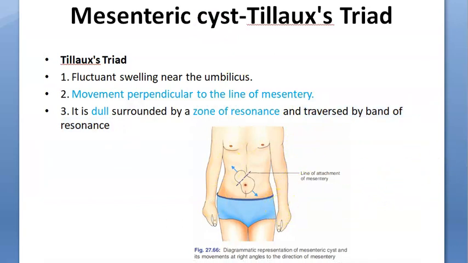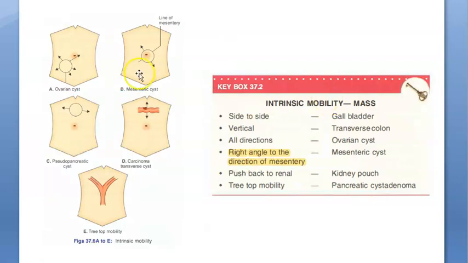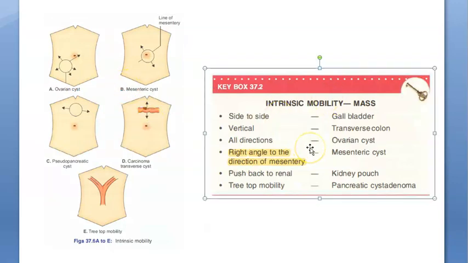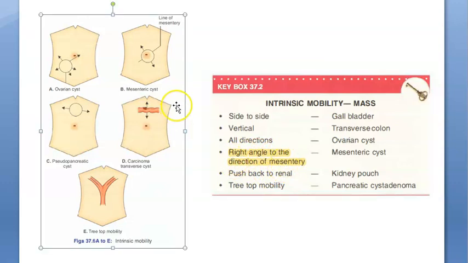Okay. So all that is about percussion, isn't it? Resonant, dull, etc. See, the mobility of many masses you should know. So how will you know it is mesenteric cyst? Because it is moving at perpendicular direction of the line of attachment of the mesentery. So right angle to the direction of mesentery.